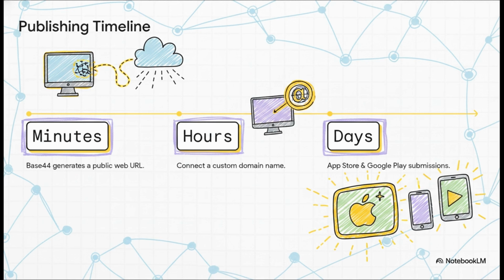Want it to look super professional? Give it a few hours, and you can buy and connect a custom .com domain. And get this, Base44 can even package your web app into a format that the Apple App Store and Google Play will accept. The app you built on your laptop can literally be in someone's pocket within a few days.